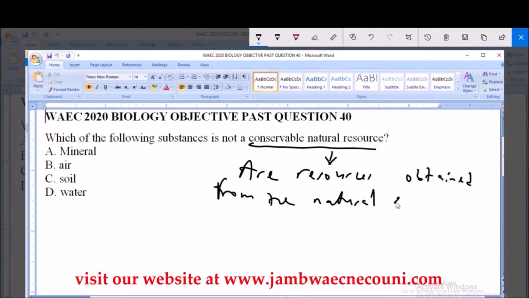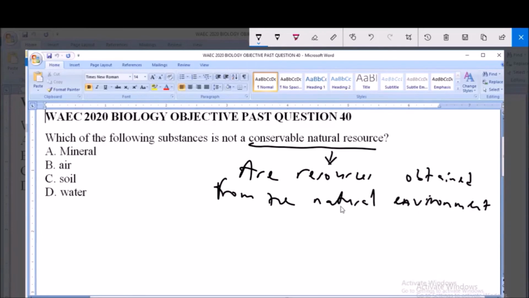natural environment. So those resources that are obtained from the natural environment and are also sometimes part of the natural environment are known as natural resources.